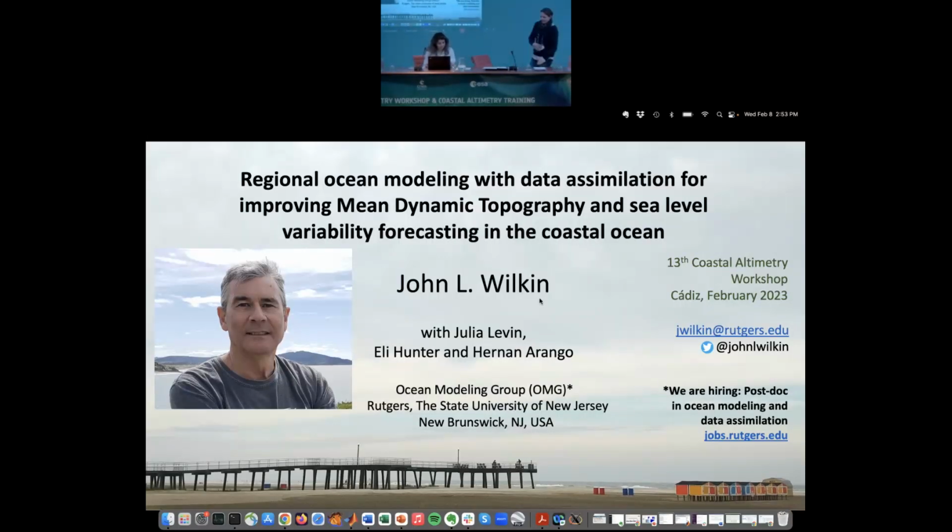Okay, so the next talk from John Wilkin is about regional ocean modeling with data assimilation for improving mean dynamic topography and sea level variability forecasting in the coastal ocean.